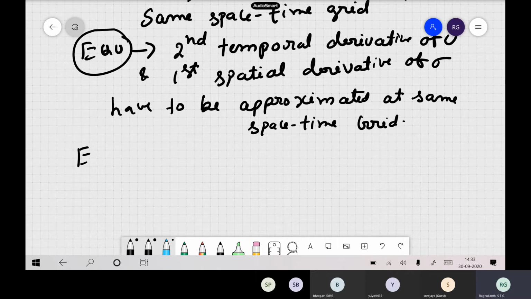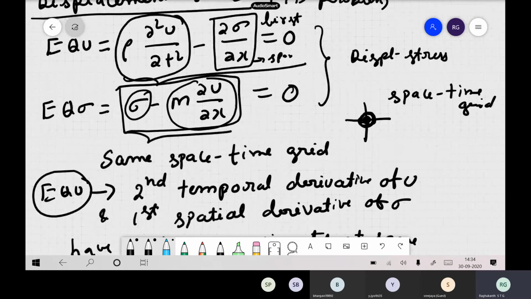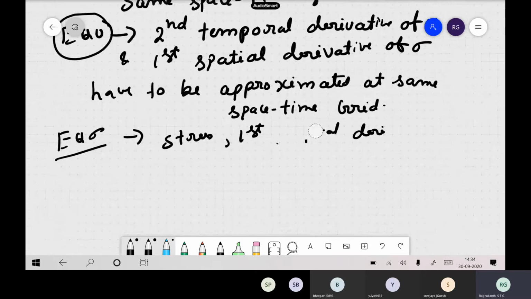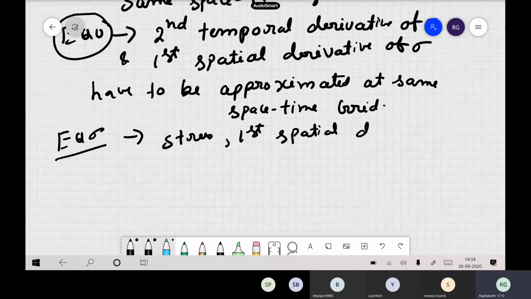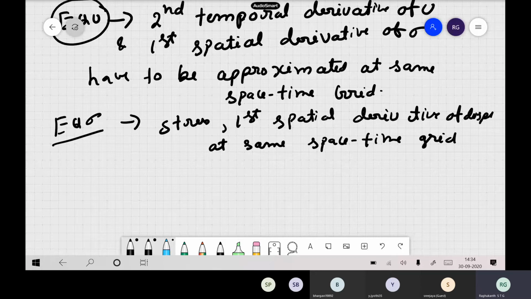Now if you see the second equation, we have stress and the first derivative, sorry, not temporal, it is the spatial derivative. So the first spatial derivative of displacement also has to be approximated at the same space-time grid. So how do we represent these types of equations in finite differences?